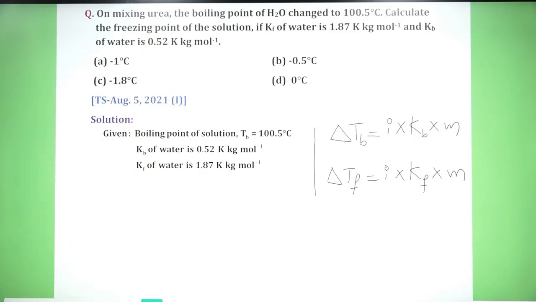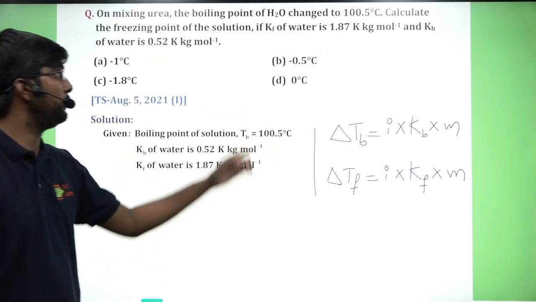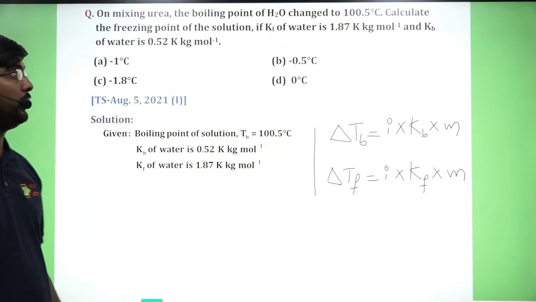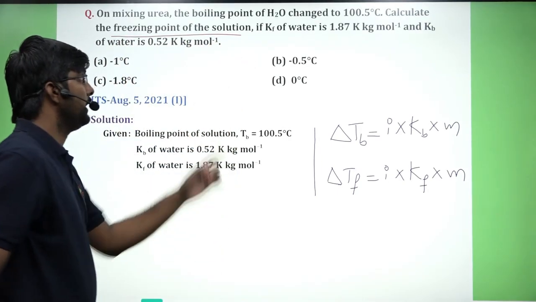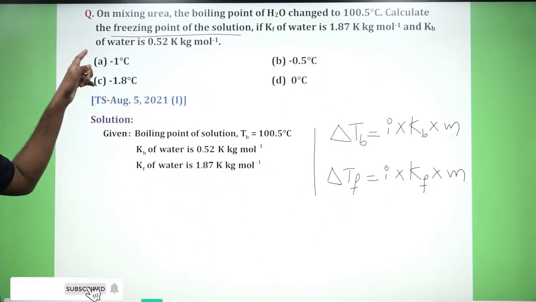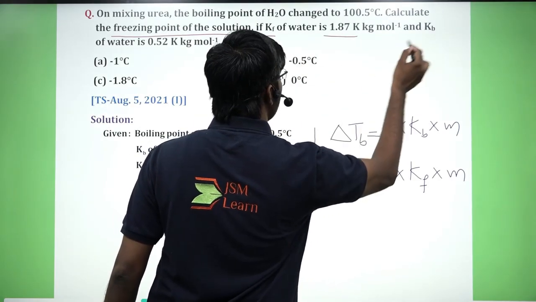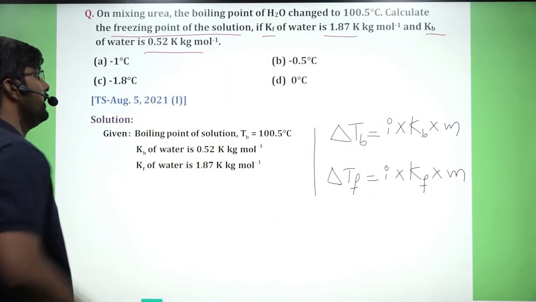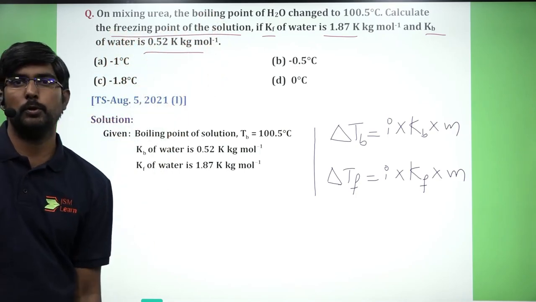On mixing urea, the boiling point of H2O changed to 100.5 degrees centigrade. Calculate the freezing point of the solution, if Kf of water is 1.87 and Kb of water is 0.52. See here, Kf is given and also Kb is given. What we have to find out? We have to find out the freezing point of the solution.